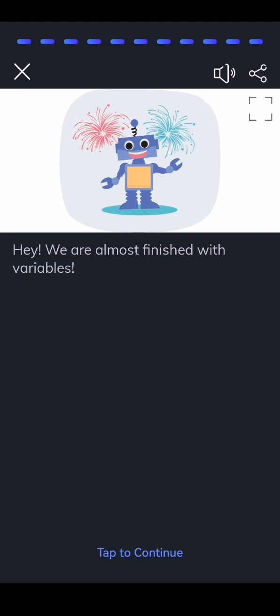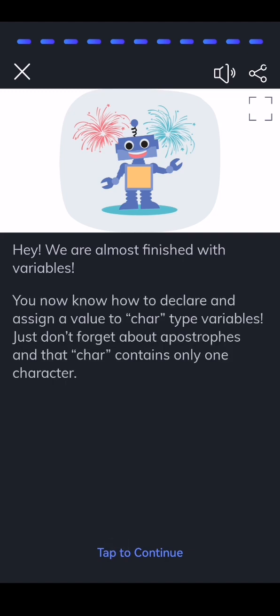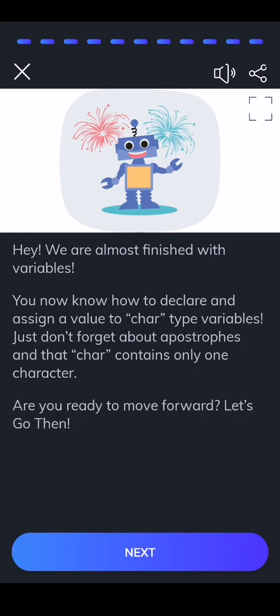Hey! We are almost finished with variables. You now know how to declare and assign a value to char type variables. Just don't forget about apostrophes and that char contains only one character. Are you ready to move forward? Let's go then.